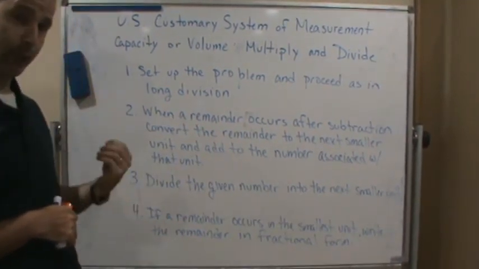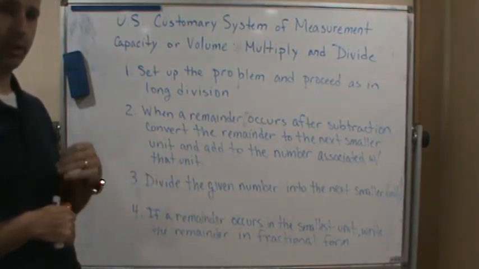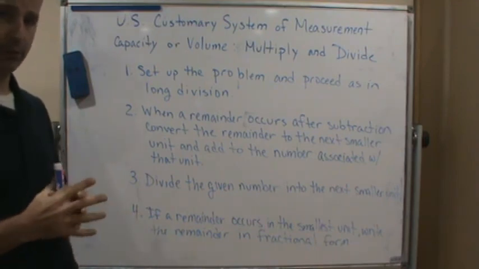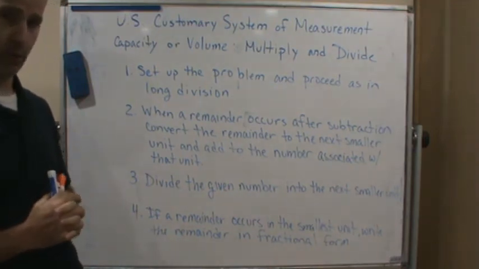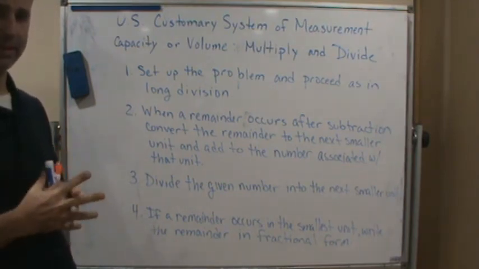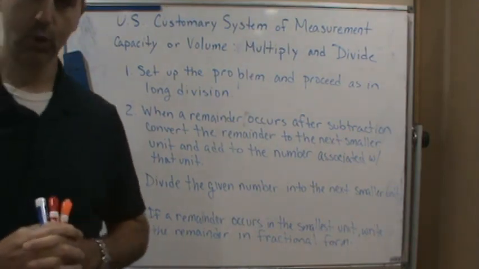And at that point, if we end up with a remainder at the very end, then we're going to write the remainder in fractional form. Okay, so those are the steps. I'm going to explain this as I work out a problem, and I think it's going to be a lot easier to understand. But those are the steps.